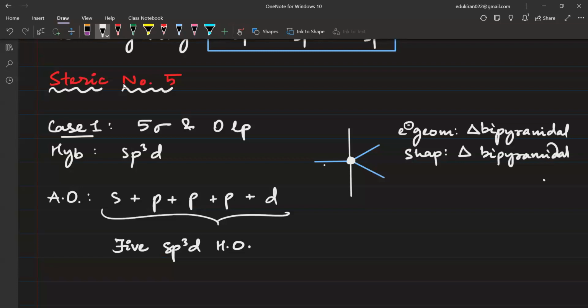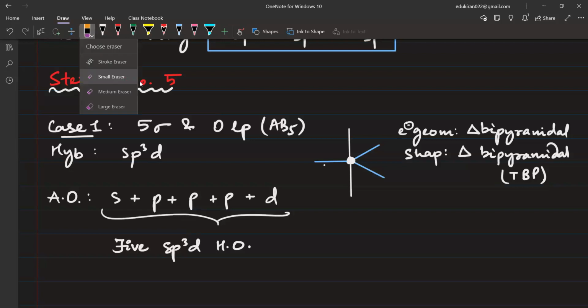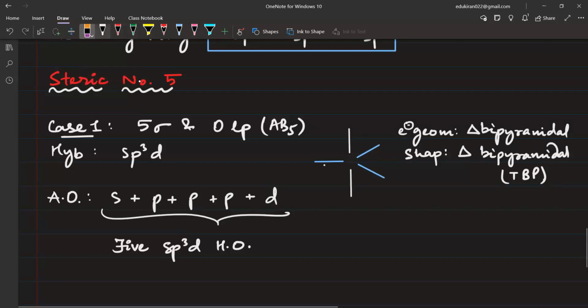All of you understood this? Yes or no? Please tell me. And in short, we will write this TBP. Triangular bipyramidal. All of you understood this? Yes, sir. Okay. So this will be AB5. Here is your A, and you have B here, here, here, here, and here.